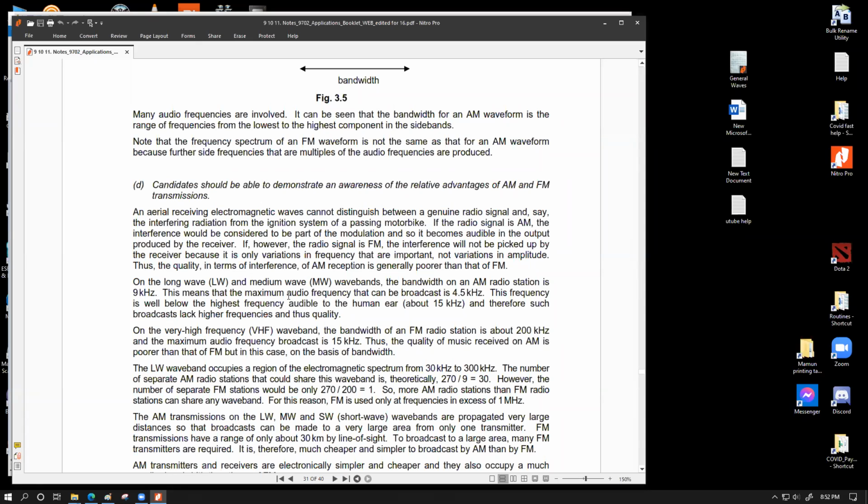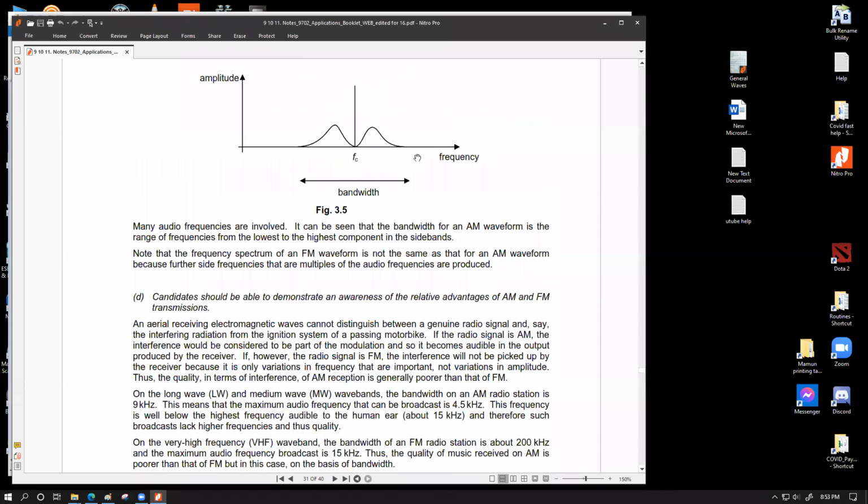Third paragraph টা দেখো. This one says on the very high frequency VHF wave band, the bandwidth of an FM radio station is about 200 kilohertz. This is a given information. Once again, like I said, the standard behavior is that if some radio station operates in the VHF frequency, the bandwidth of an FM radio station is about 200 kilohertz, and the maximum audio frequency broadcast is 15 kilohertz. Maximum audio frequency broadcast 15 kilohertz মানে হচ্ছে FA এর maximum value হচ্ছে 15 kilohertz, তার মানে টোটাল ব্যান্ডউইথ হবে হচ্ছে 30 kilohertz.